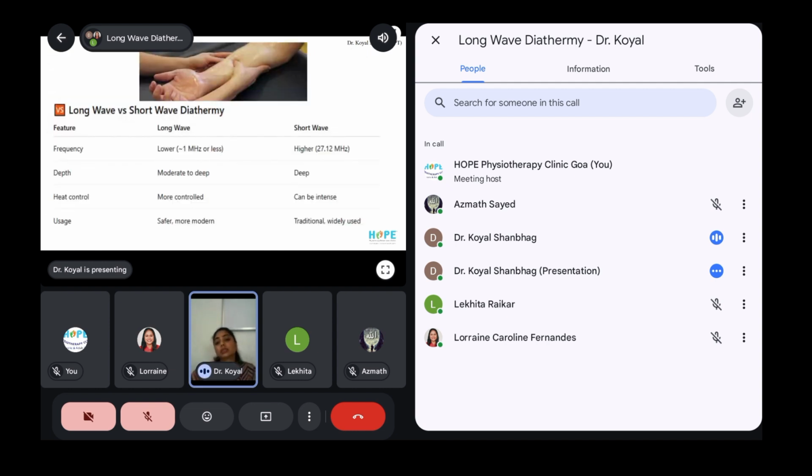What is the difference between long wave diathermy and short wave diathermy? Long wave diathermy gives out electromagnetic waves at around 1 megahertz, whereas short wave is 27.12 megahertz, which is a lot, and that is the reason it is not used in Western countries. It is still used in India, but we ideally are not supposed to use short wave diathermy, or if we do, it is with a lot of caution, because the heat generated is too much.